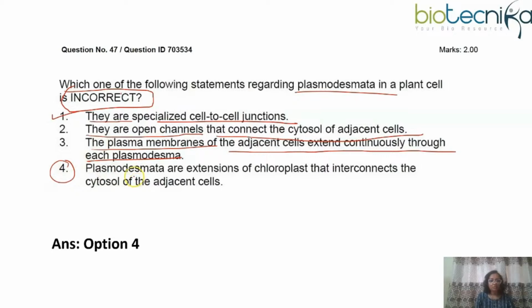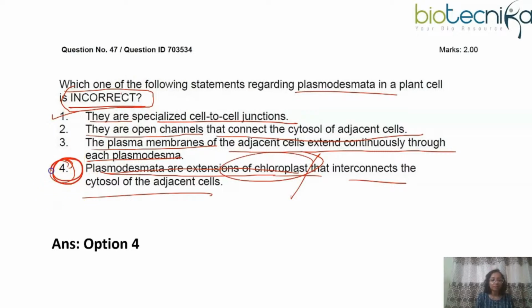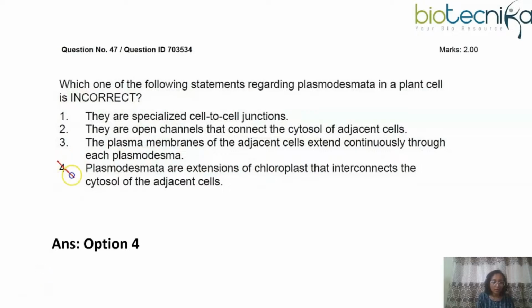Fourth statement, plasmodesmata are extensions of chloroplast that interconnect the cytosol of the adjacent cells. Now the first part itself is wrong. Plasmodesmata are not extensions of chloroplast. Yes, they interconnect cytosol of adjacent cells. That second half of the statement is true, but not the first part. So, which is the incorrect statement among all the four? It's option 4, or statement 4. Statement 4 is incorrect. It is a wrong statement.